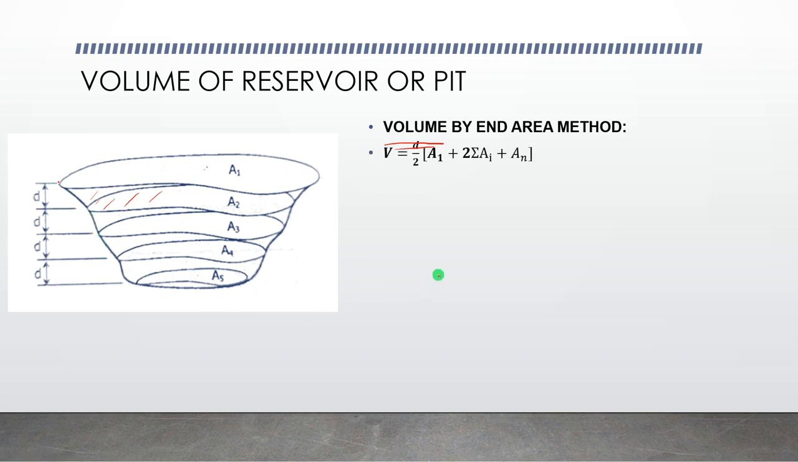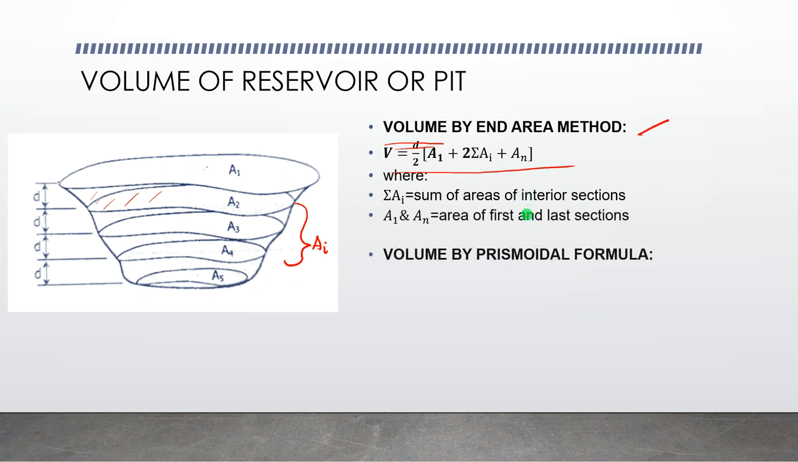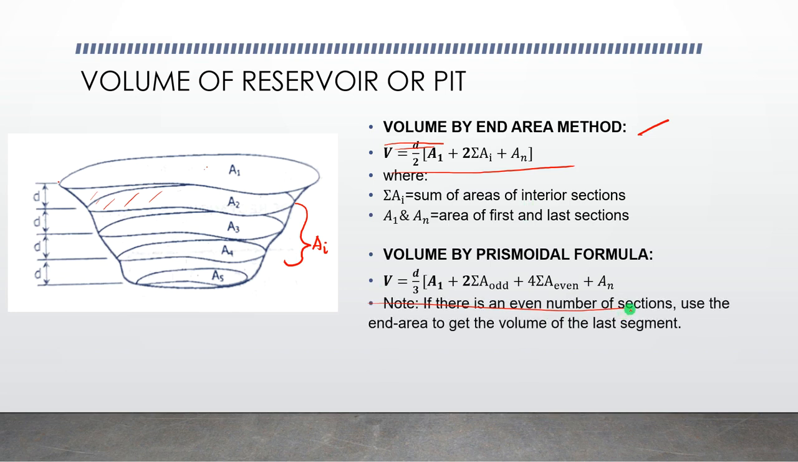So we just determine the area at each depth and determine the volume. For the volume using the end area method, this is the first solution: d over 2, A1 plus An, plus 2 times the sum of Ai, the areas of the interior or intermediate sections. This solution is somewhat similar to the trapezoidal rule. The volume by prismoidal formula is somewhat similar to the solution in Simpson's one-third rule.